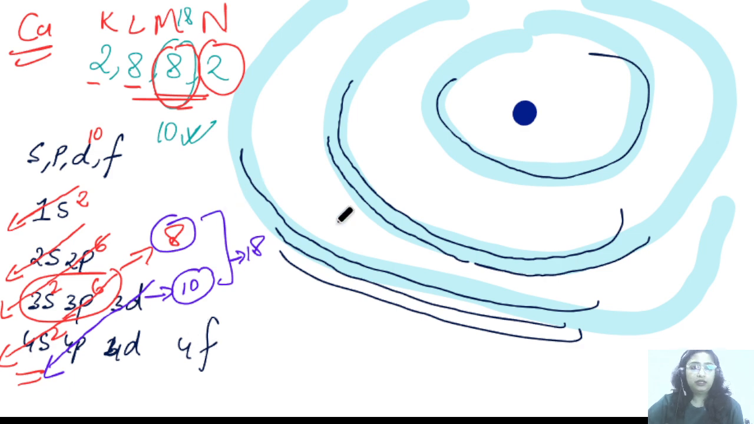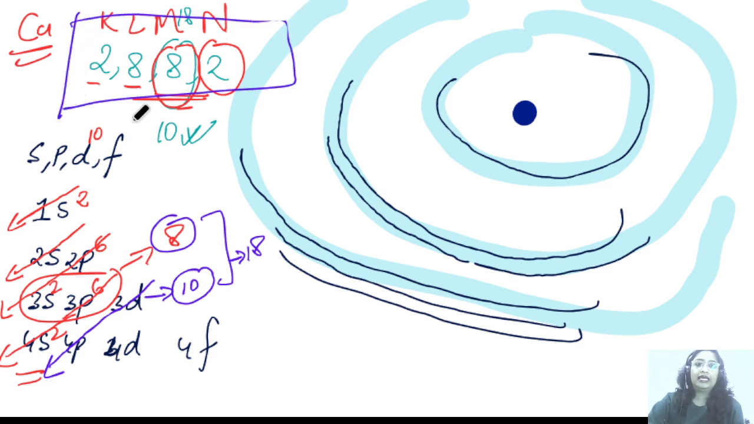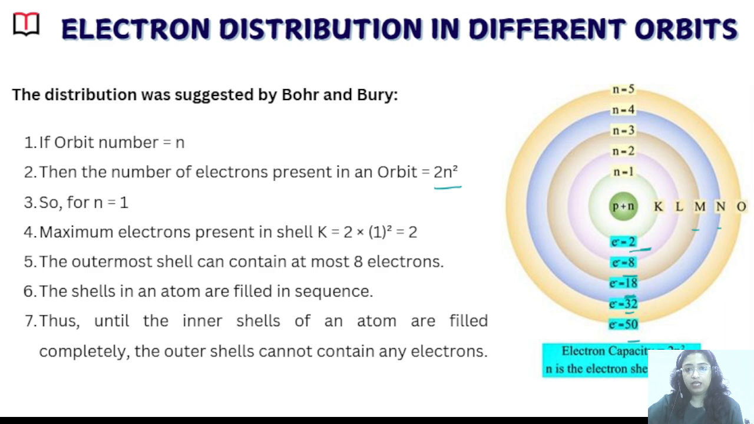These will be the elements after 20 that you will study in higher grades. In your ninth grade, it is up to 20 elements only, so you are just studying KLMN. I hope this is clear to all of you. All right, so this was the Bohr-Bury scheme and how we fill the electrons in the subshells.